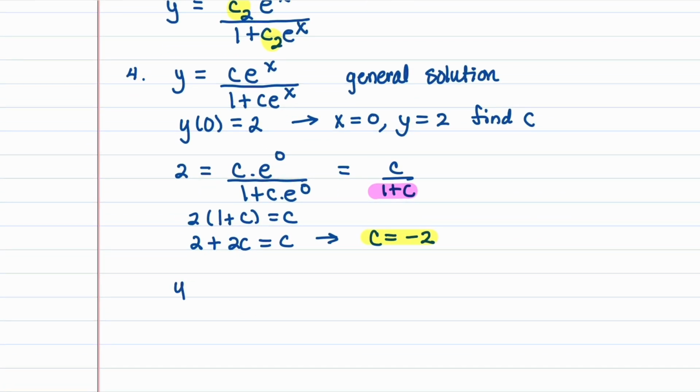We are almost done. All we have to do now is go back up to this equation for y and substitute in that c is equal to minus 2. We have y is equal to minus 2 e to the x, all divided by 1 minus 2 e to the x. And that is our final solution, and that's called a particular solution.